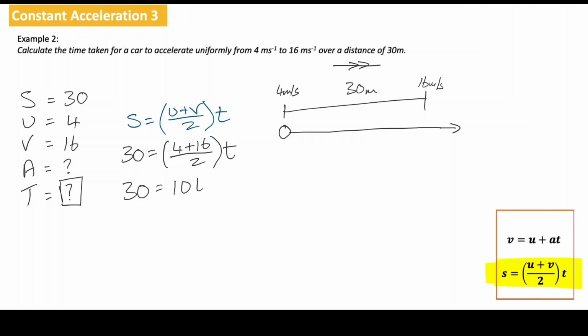We don't even really need a calculator here. This bracket evaluates to 10, dividing by 10 gets us a time of 3 seconds. It would take 3 seconds for an object to accelerate from 4 meters per second to 16 meters per second if it had 30 meters in which to do so. On to the next one.